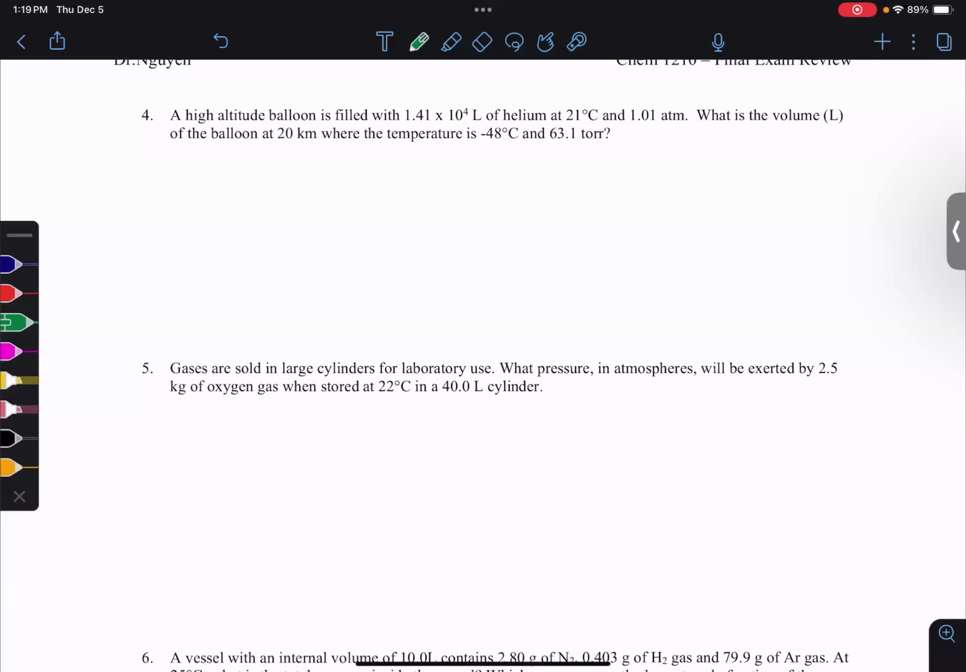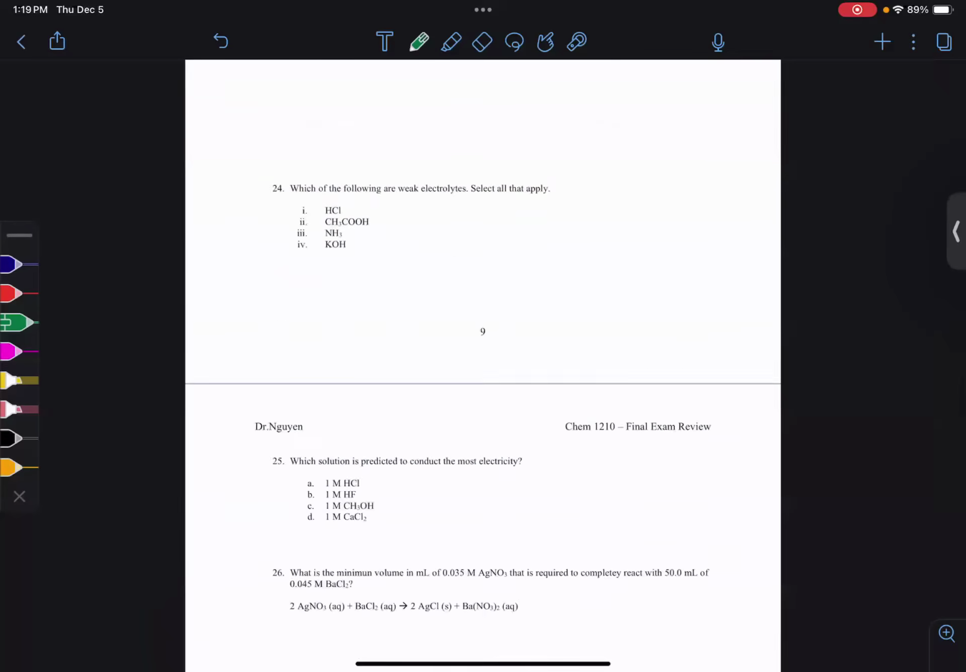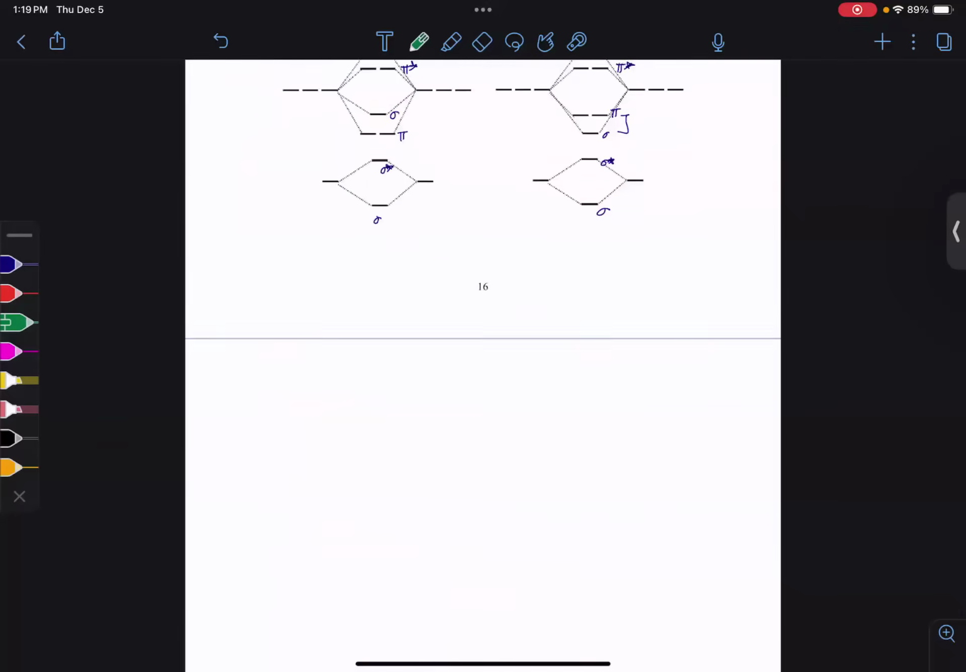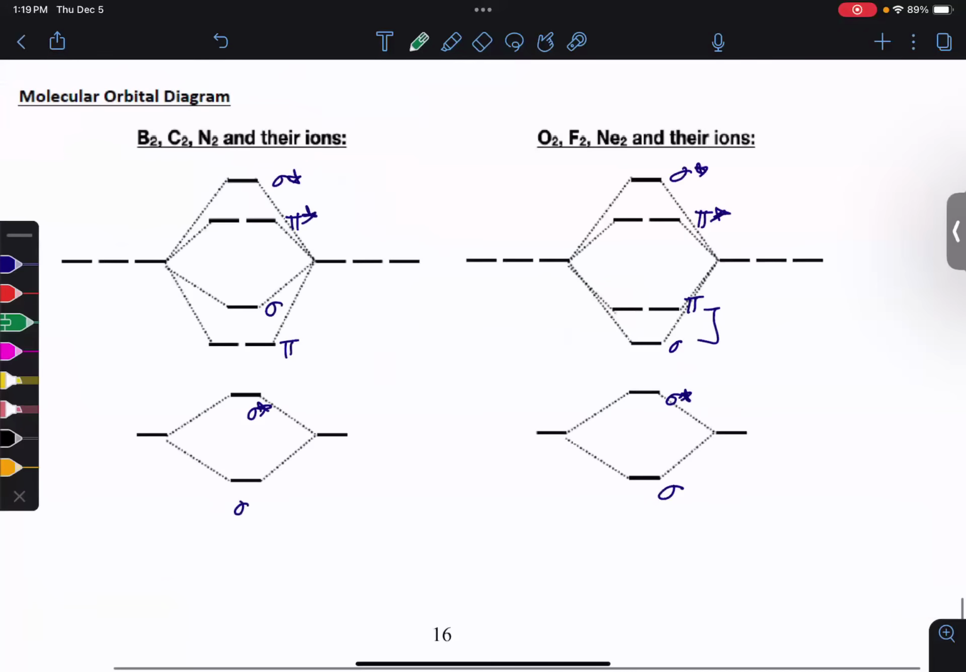Gases. Oh, there's a question here. Does the MO order of pi's and sigma always look the same every time? No. It depends on what substance we're looking at. If you're working with these things, the ordering of these two goes pi then sigma. If you're working with OF or diatomic neon, which is uncommon, it goes sigma then pi. So those are the ones you want to use.